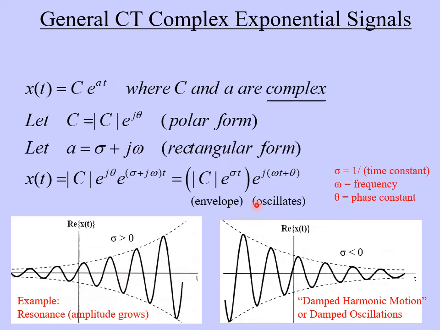The other case, of course, is when sigma is a negative number, then our envelope is decaying with time. It's getting smaller and smaller, and we have an oscillating signal that is decaying with time. An example of this would be damped harmonic motion or damped oscillations due to, say, friction.